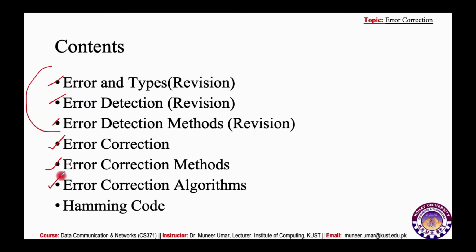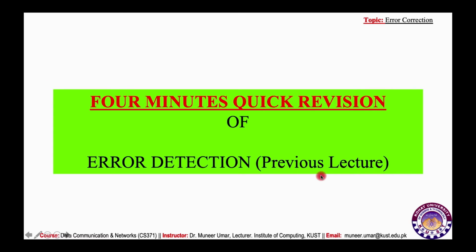Actually, there are many algorithms. We will give only the classes of these algorithms. And after that, we will have Hamming code. And we will study this Hamming code in detail with an example. Now we are going to have a quick revision of error detection, which we studied in our previous lecture.